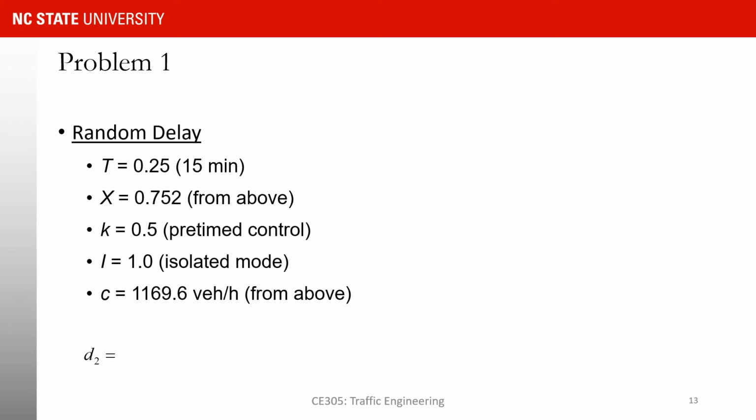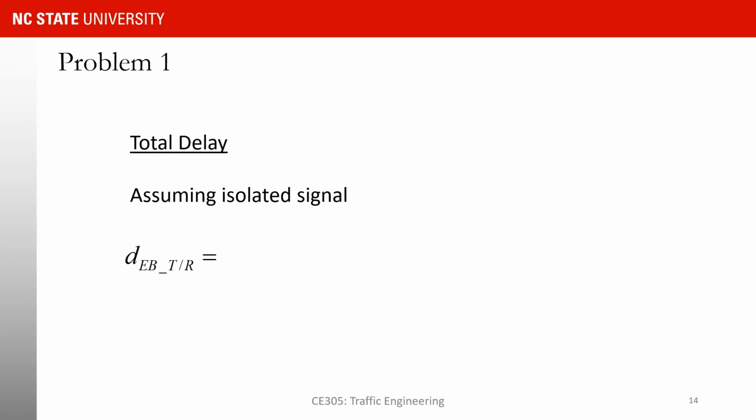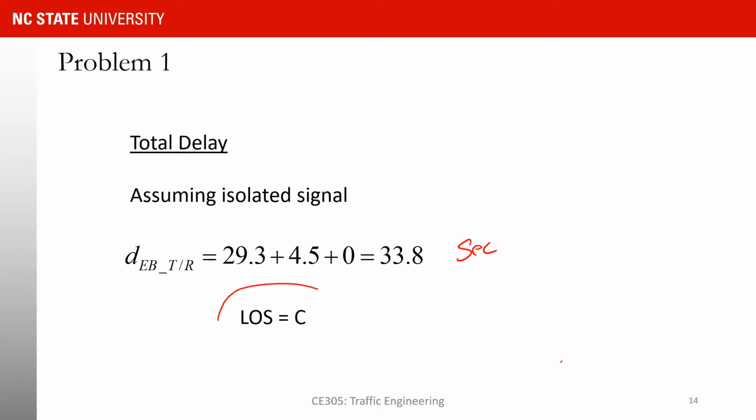For D2 on this lane group, everything is pretty much similar to what we had. So we have X sub I or V over C. We just put everything in the equation. It gives me a D2 of 4.5 seconds. If you want to find the total delay, it's going to be 29.3 plus 4.5, or 33.8 seconds. And if you go to the level of service delay table for eastbound through right approach, it's going to give you a level of service of C.